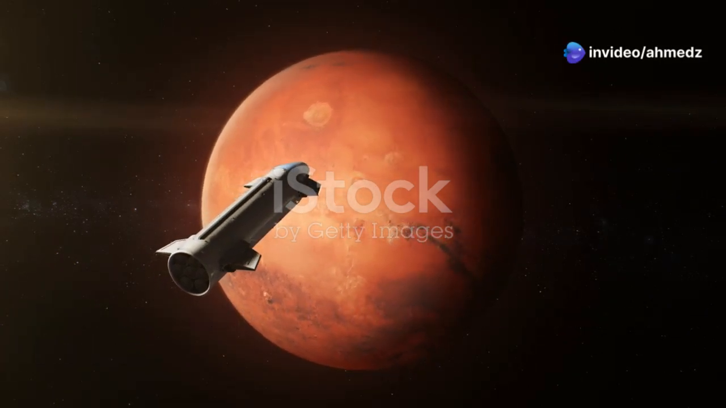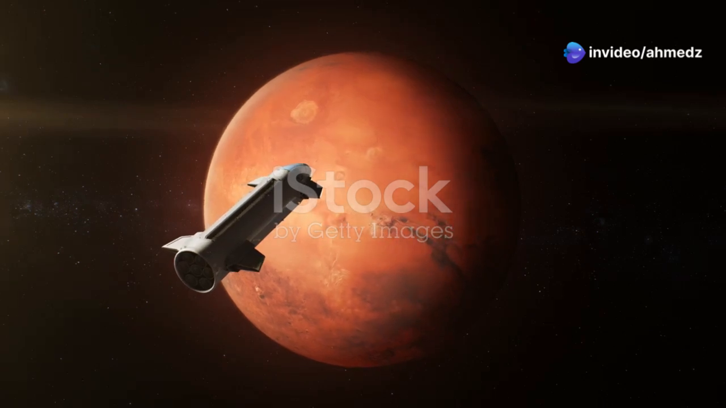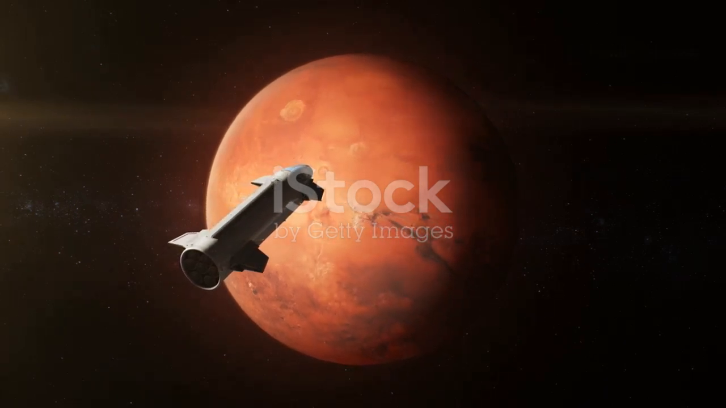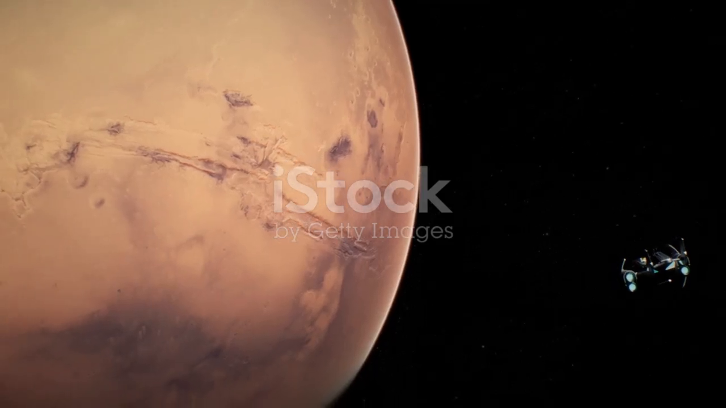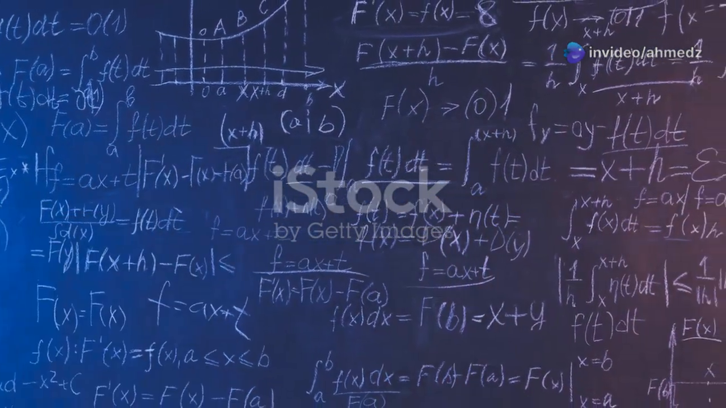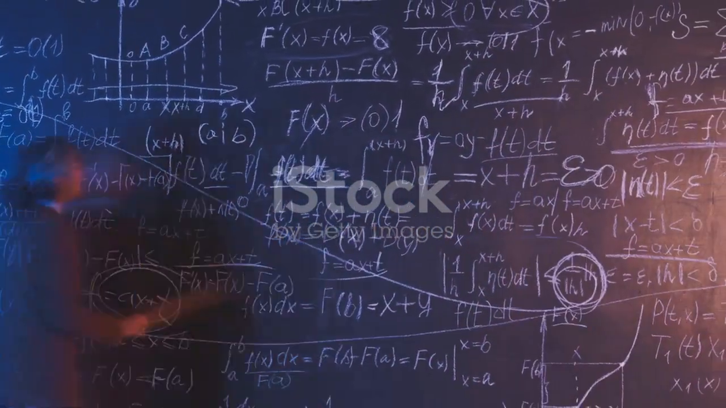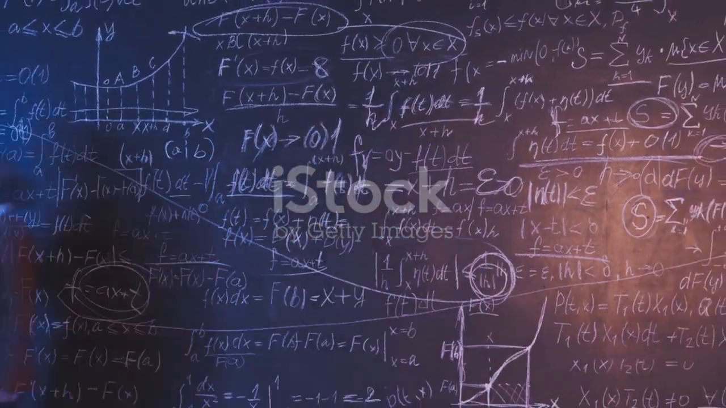Imagine this. A spacecraft, sleek and sophisticated, embarks on a journey to Mars. It's a marvel of engineering, designed to unravel the red planet's secrets. But then, disaster strikes. The spacecraft breaks apart, shattering into a million pieces. What went wrong? The answer lies in a fundamental principle of physics, Newton's third law.